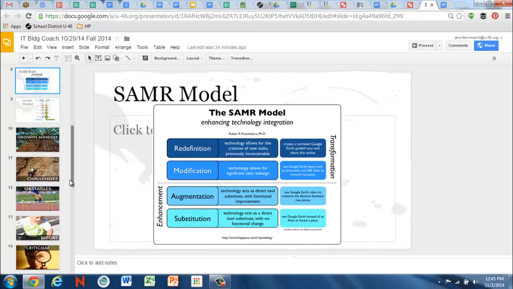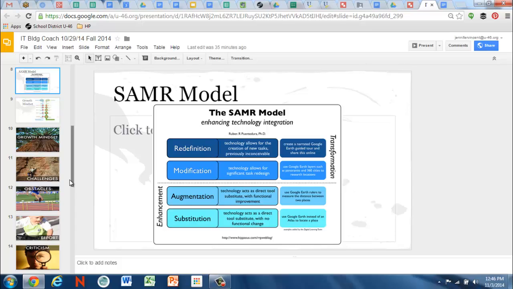So substitution is when we substitute technology for something that you could do with paper and pencil, but now you're doing it on the technology. Augmentation is when you are starting to get a little bit more feedback, or things are more efficient because you're on the technology. So for example, kids playing a game where they get to know whether they got something right or wrong, and getting stars or some kind of a celebration on the screen would be augmentation.